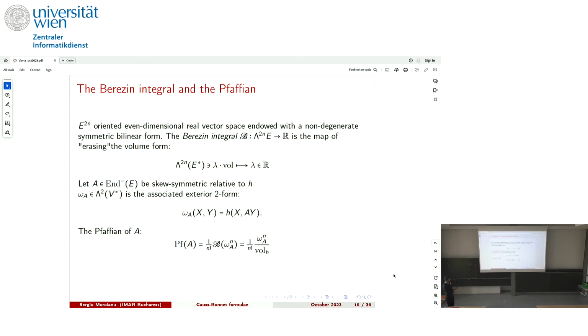Okay. Now, another piece of data: when you have a vector space with a volume form, there is this isomorphism between the top exterior power and real numbers given by, in this direction, multiplication by the volume form, and in the other direction, erasing the volume form. This is called the Berezin integral.